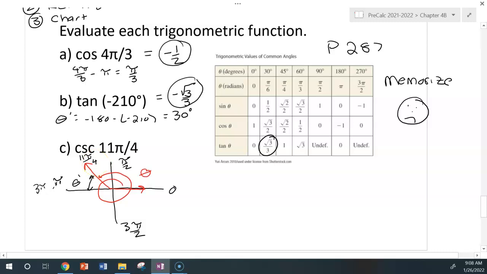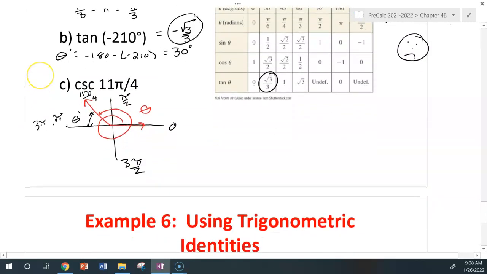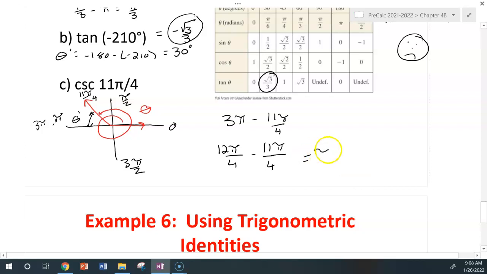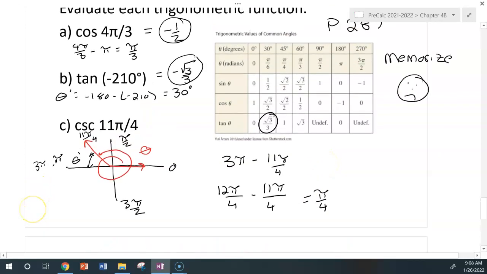So what I'm going to do is 3 pi minus 11 pi over 4. I'm going to write over here because I need space. So 3 pi minus 11 pi over 4. I need a common denominator, which is going to be 4. So I get 12 pi over 4. And that's going to give me pi over 4. So I want the cosecant of pi over 4.